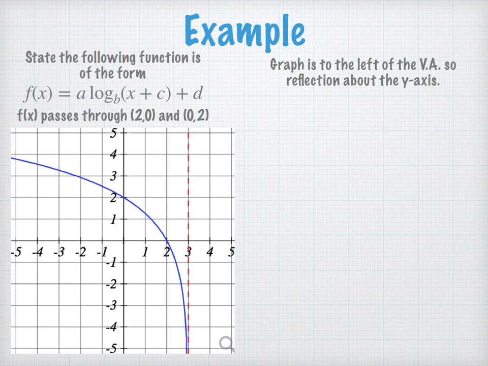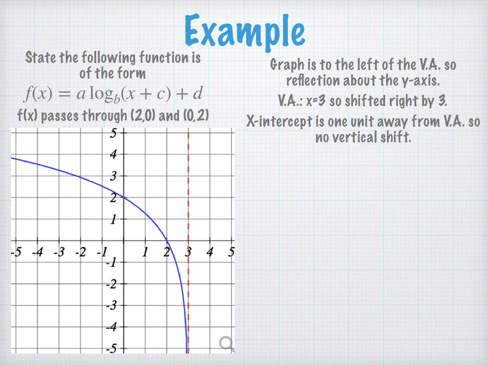Next, we're going to say, where's my vertical asymptote? My vertical asymptote is at x equals 3. So this tells me I've been shifted right by 3 units. Then we look for our x-intercept. Our x-intercept has to be just 1 away from where our vertical asymptote is. And it is still just 1 unit away from our vertical asymptote. This tells us there's been no vertical shift. And for all of your homework problems and the test problem, you will not see a vertical shift.